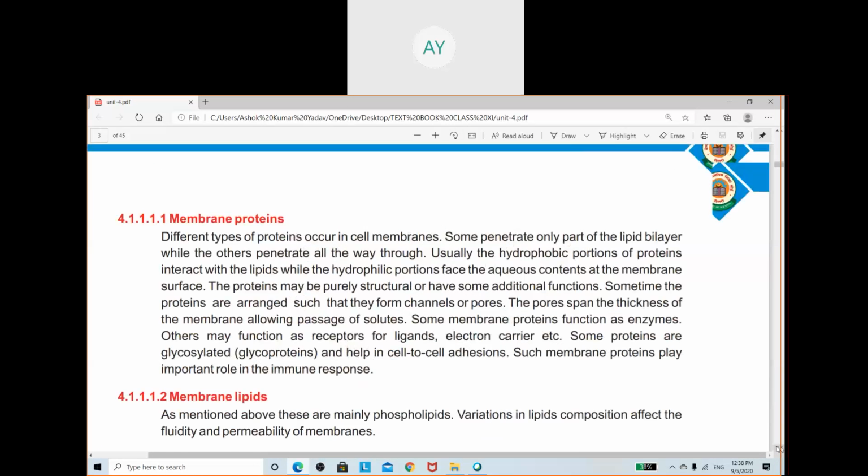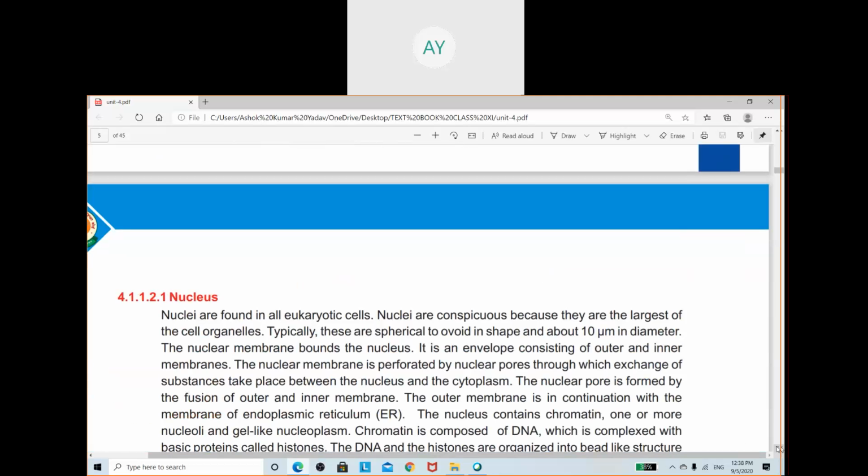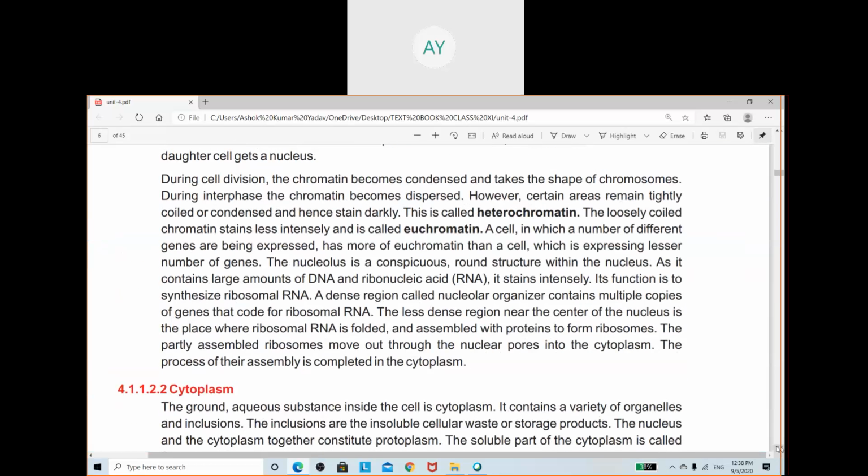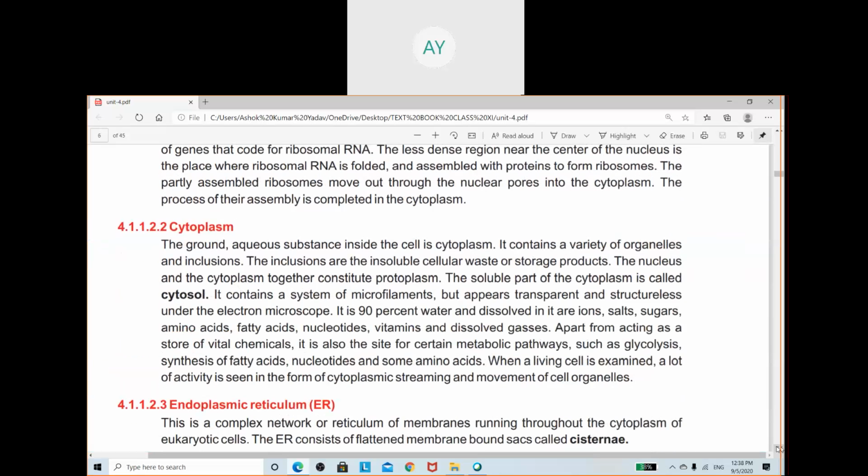That is the nucleus, I have already covered. Then cytoplasm. You know, nucleus and cytoplasm constitute the protoplasm. I have already discussed this thing. Then soluble part of cytoplasm is called cytosol or haloplasm. Soluble part is known as cytosol.